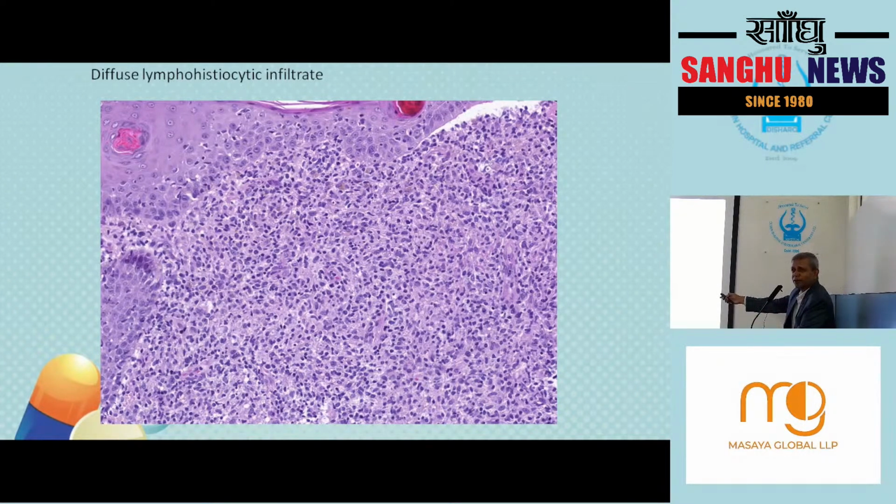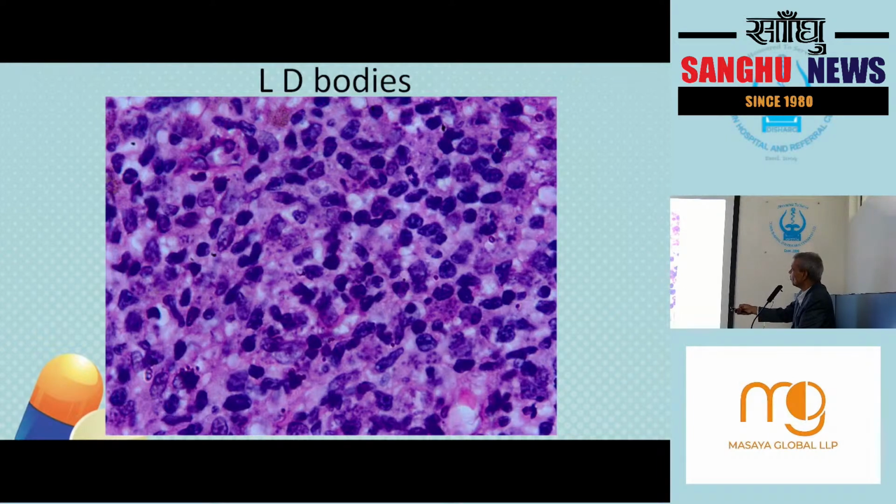I can't see anything, but for your eyes, I think you will see more. So it is a diffuse lymphohistiocytic infiltrate in H&E. In Giemsa stain, you can see some LD bodies. And with me, Professor Ramchandra is here, so he can explain anything if needed.